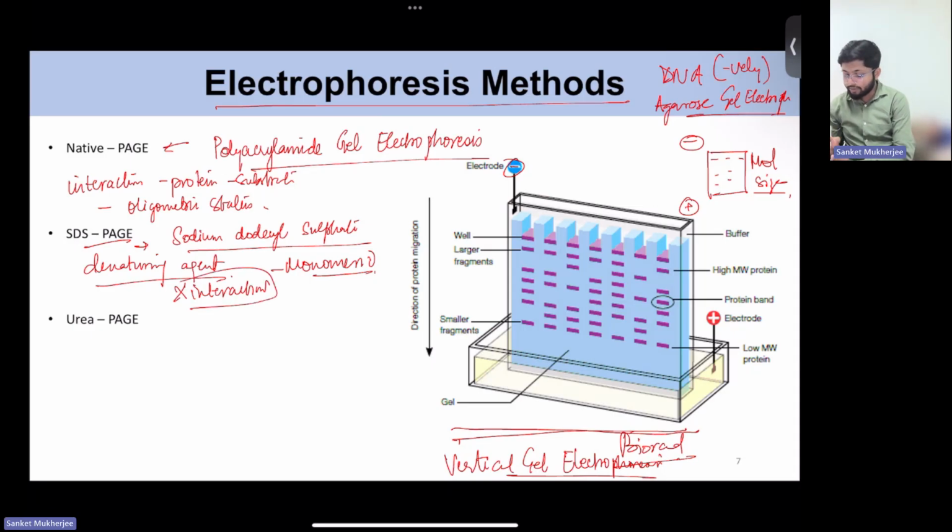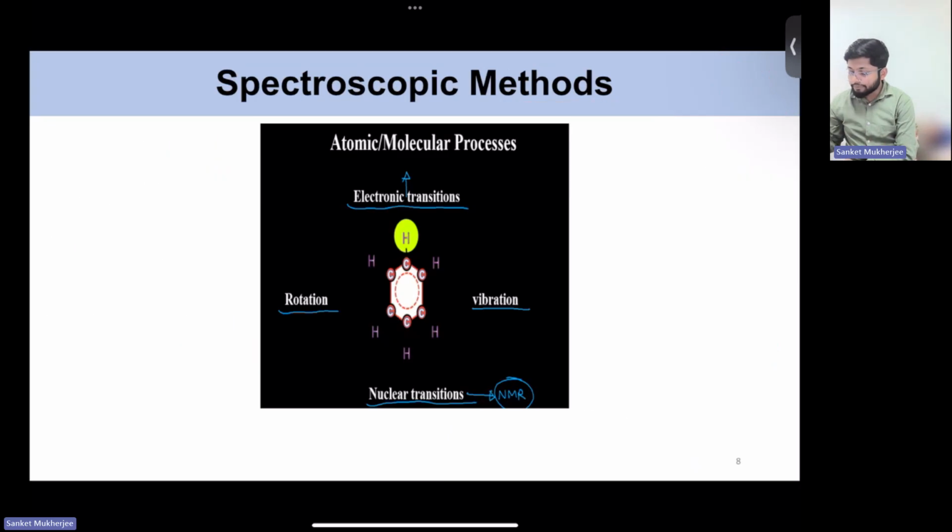Interactions cannot be visualized in this form of gel electrophoresis setup. In case of urea PAGE, we have a gradient denaturation setup, and in that we perform a gradient denaturation, and then we visualize the gel again.